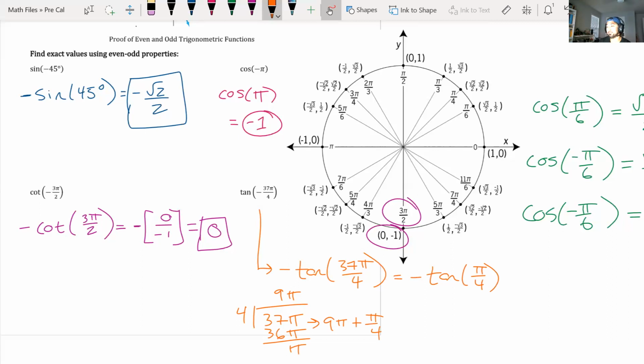So what are we going to have? Tangent at pi over 4 is 1. Would it be negative 1? It'd be negative 1. Good. Well, tangent at pi over 4 is 1, but what's waiting on the outside? Wouldn't it be negative 1? And then it would change to 1? No, it's going to be negative 1.